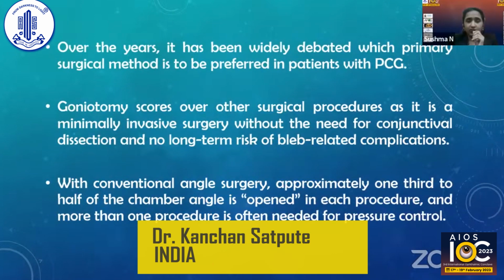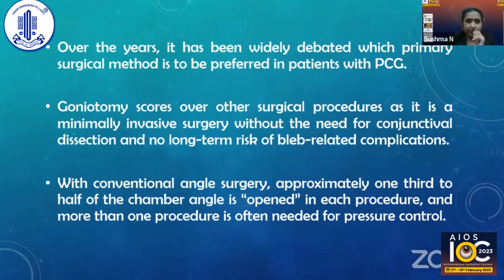Over the years, it has been widely debated which primary surgical method is to be performed for patients of PCG. Now, goniotomy always scores over the other surgical procedures because it is minimally invasive surgery, without the need for conjunctival dissection and no long-term risk of bleb-related complication. Now, with conventional angle surgery, we could achieve the opening of only 1/3 or 1/2 of the angle. So what we are now doing is a 360-degree goniotomy.